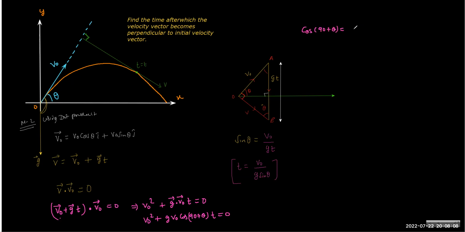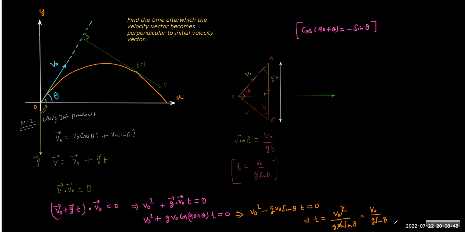So 90 plus theta, which means second quadrant, which is minus sine theta. That you will learn in trigonometry. Don't worry, if you don't know, totally okay. So can I write this as V naught whole square minus G V naught sine theta into T equals to 0? Can I write like this? Yes, sir. And I'm done. So T is how much? V naught square by G V naught sine theta. Oh, I can cancel. V naught by G sine.